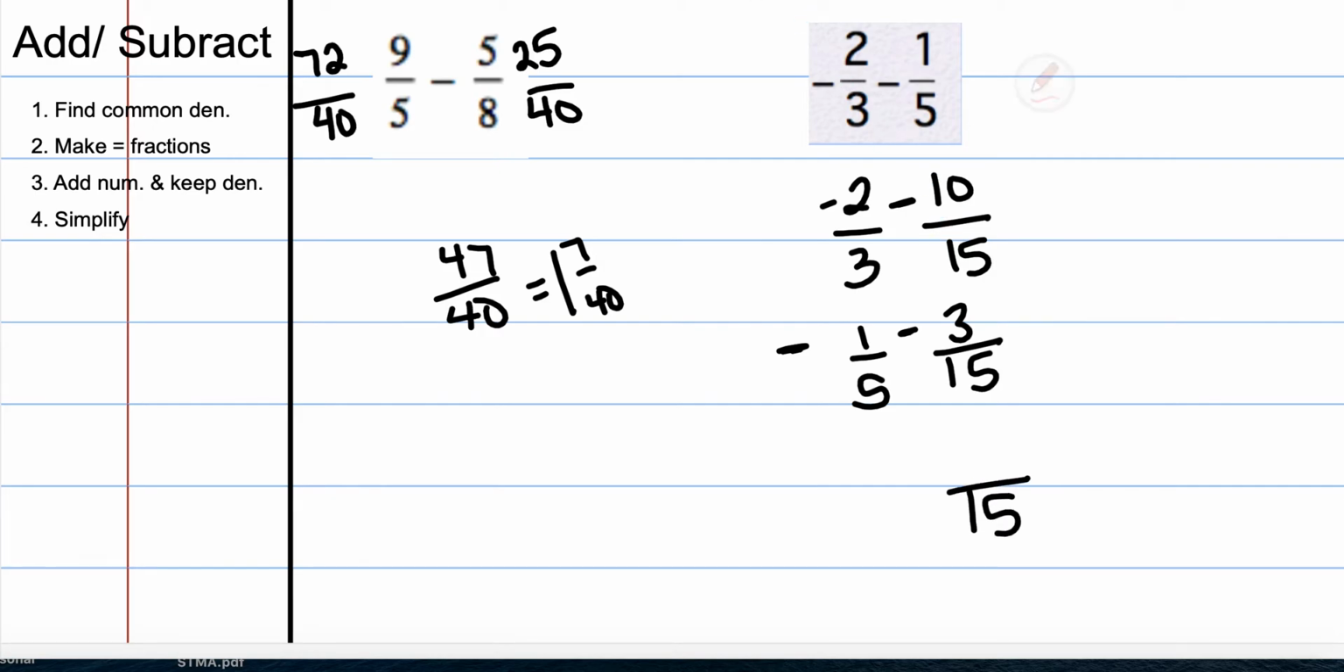And then I think about this. This is a negative 10, and yes, this was a minus sign, but that makes it a negative 3. Signs are the same, so I add and I get a negative 13/15.